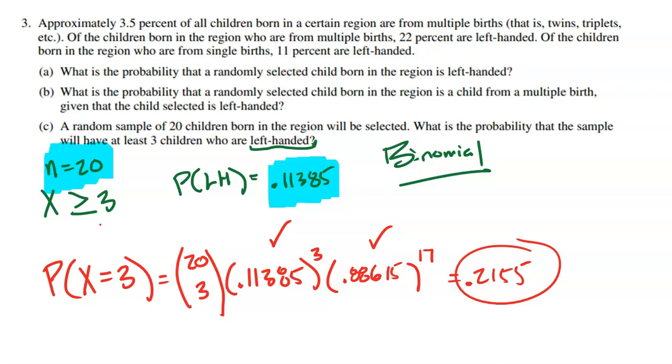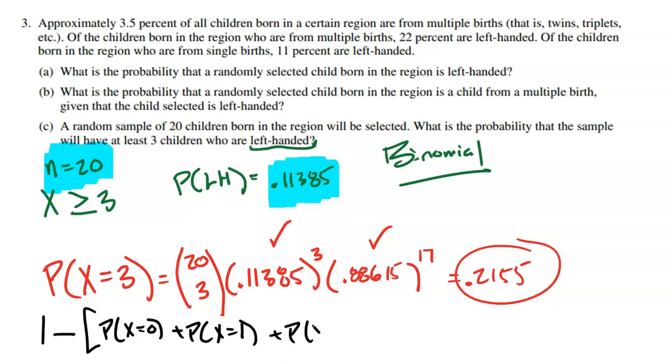There is. Another way that you could tackle this is to find the probability of what you don't want. I don't want 0, 1, or 2 children to be left-handed. I'm looking for 3 or more. What I'm not looking for is 0, 1, and 2. So if I look at 1 minus the probability of 0 plus the probability of 1 plus the probability of 2, I find the 3 things I don't want and then do 1 minus that result, and I'm left with the probability of what I am looking for, which is 3 or more.